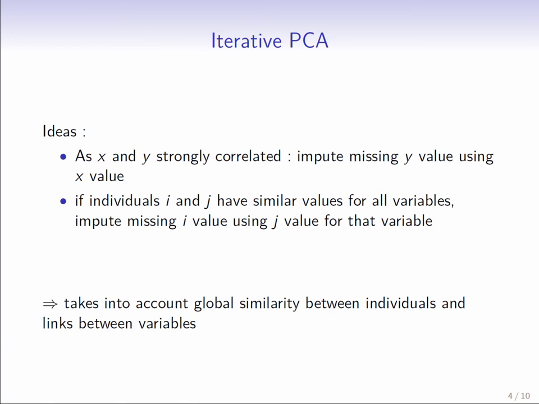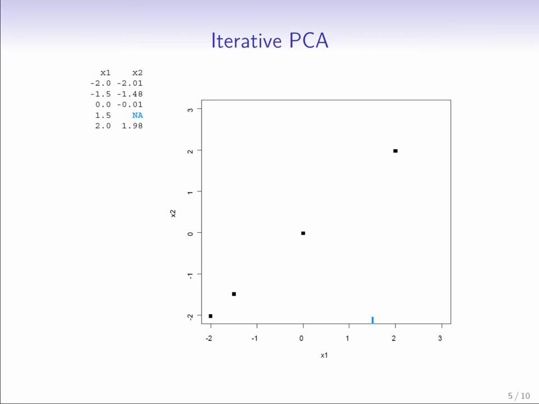This is the basic idea behind an iterative PCA algorithm, which works as follows. To simplify, let's work with a little example with 5 individuals and 2 variables, x1 and x2. 4 individuals have no missing data, while 1, the 4th, has a missing entry for x2. Let's put the 4 individuals with no missing data on the plot and put a little mark here for the individual with an x2 value missing.